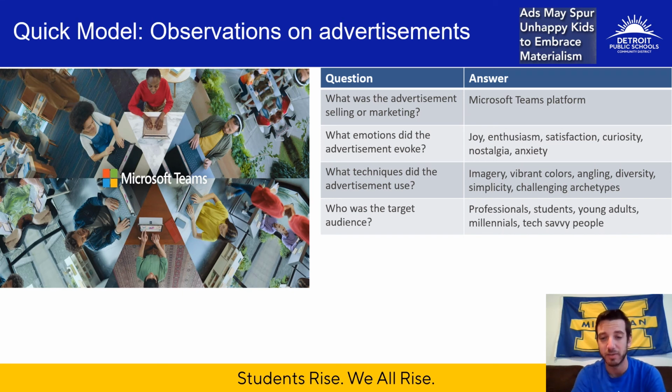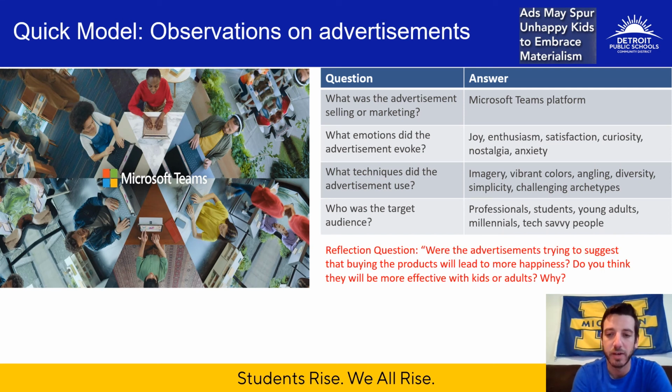So I imagine that Microsoft Teams has other advertisements that maybe feature older people or non-professional people, maybe a family, because they want that audience to know it's for them too. But for this advertisement specifically, I think they're definitely targeting a specific audience, which is the audience that I described here. And then the last step, and what you'll have to do with your own advertisements, is the reflection question.